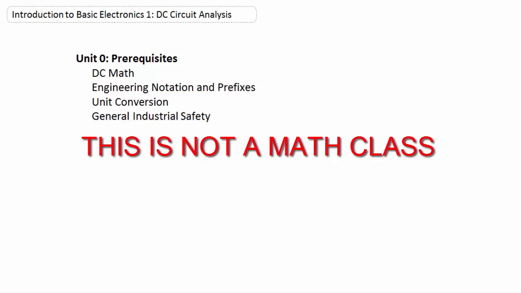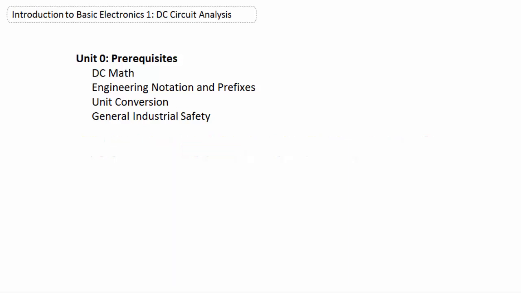This is an applied math class that discusses basic electrical theory using math skills you should already have. This being said, the Unit 0 topics perform a basic review and inventory of necessary math skills, including engineering prefixes and unit conversion, as well as a general industrial safety orientation.